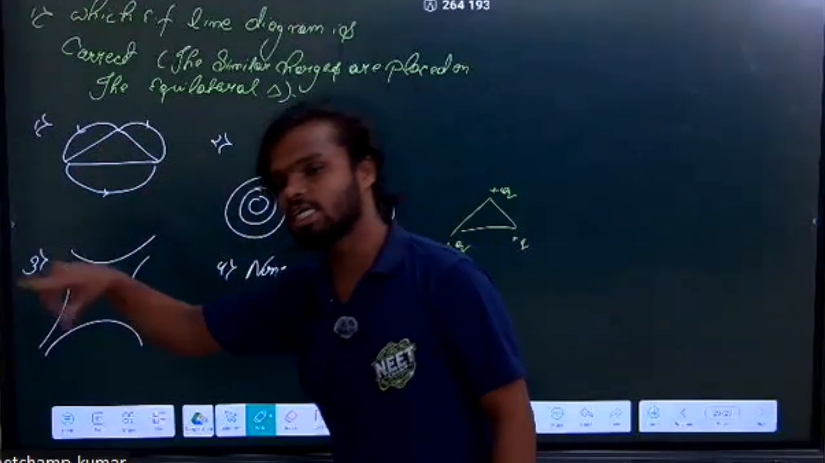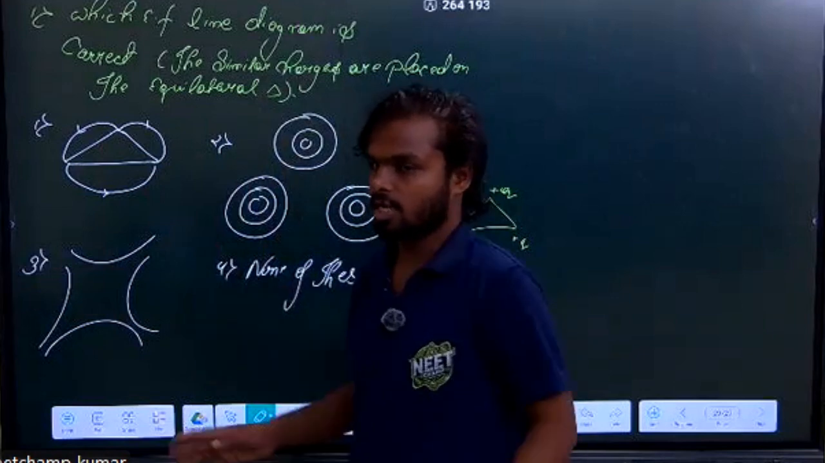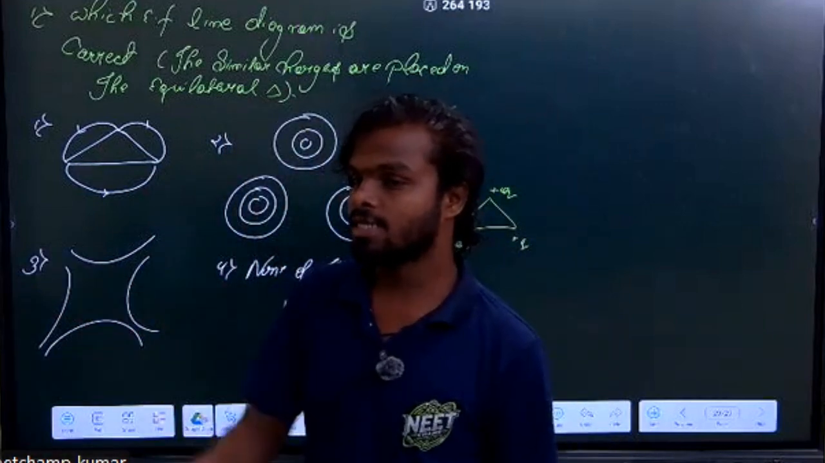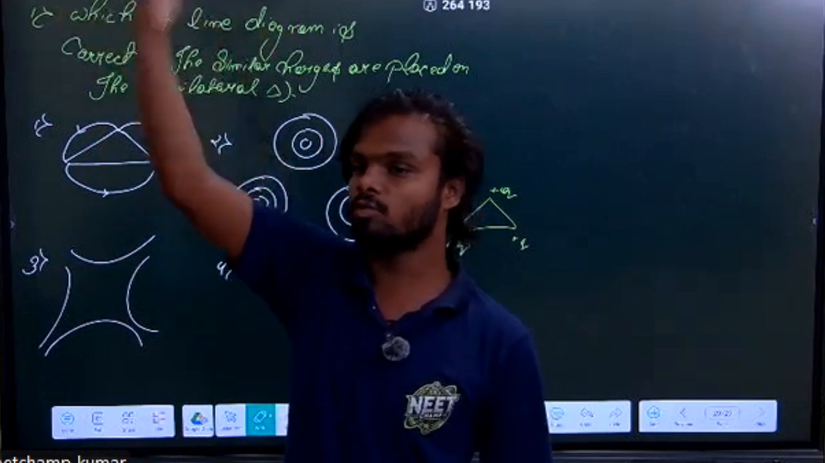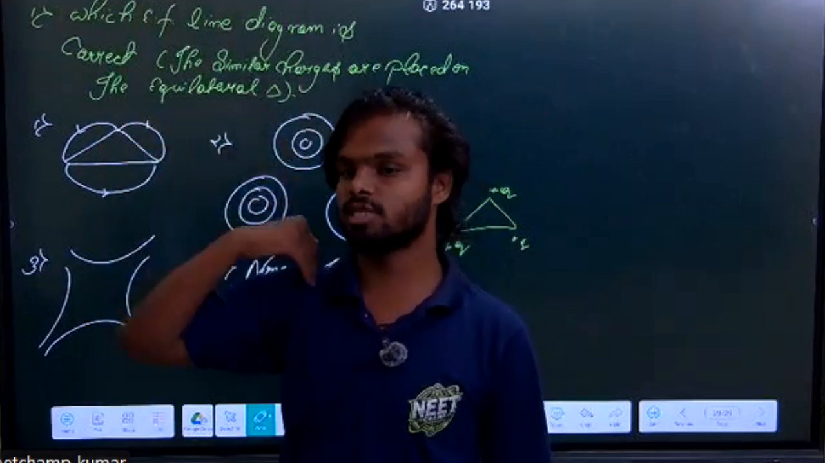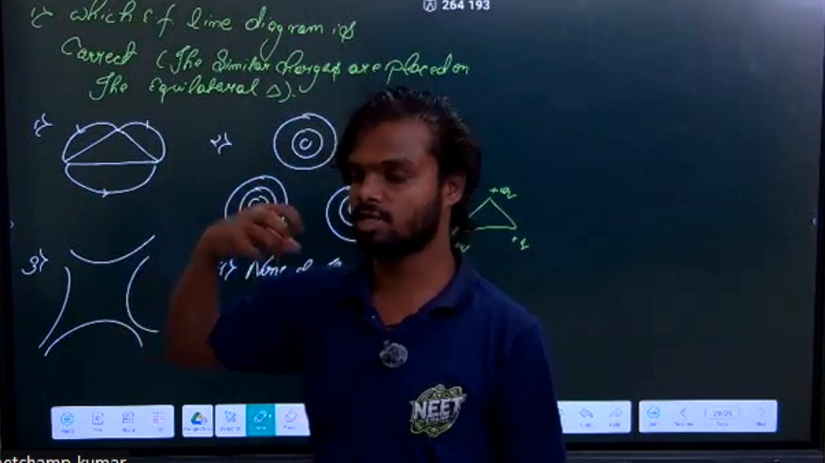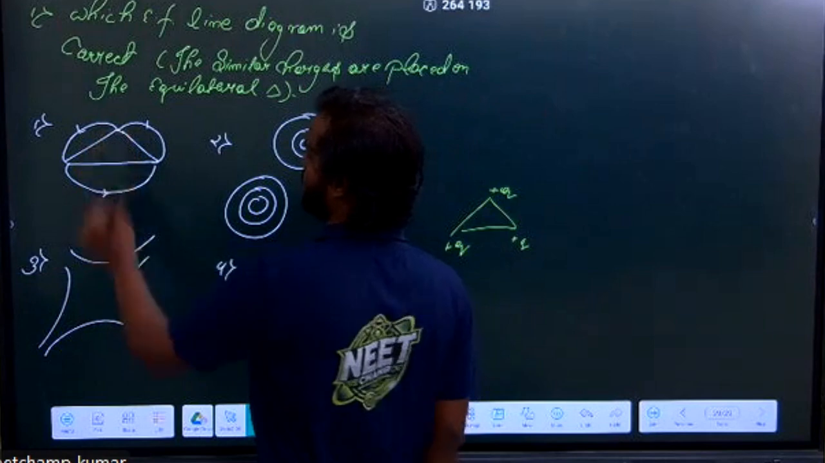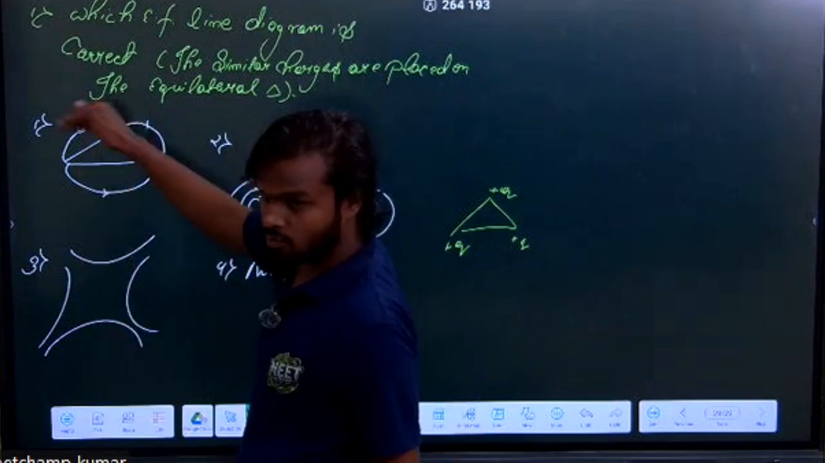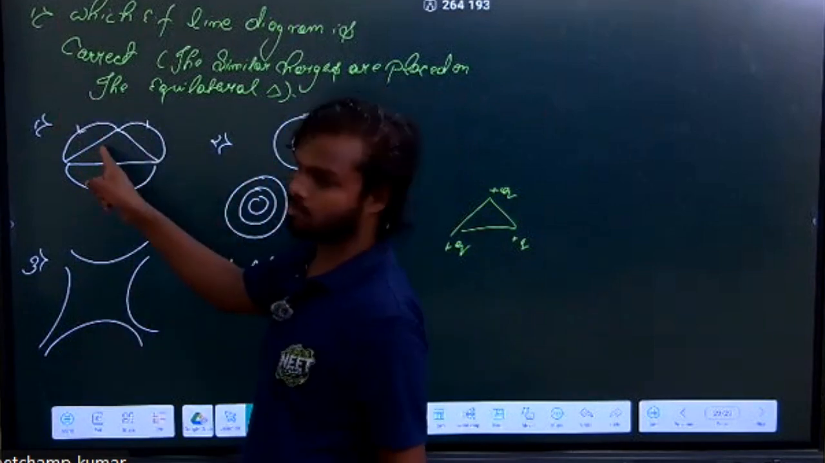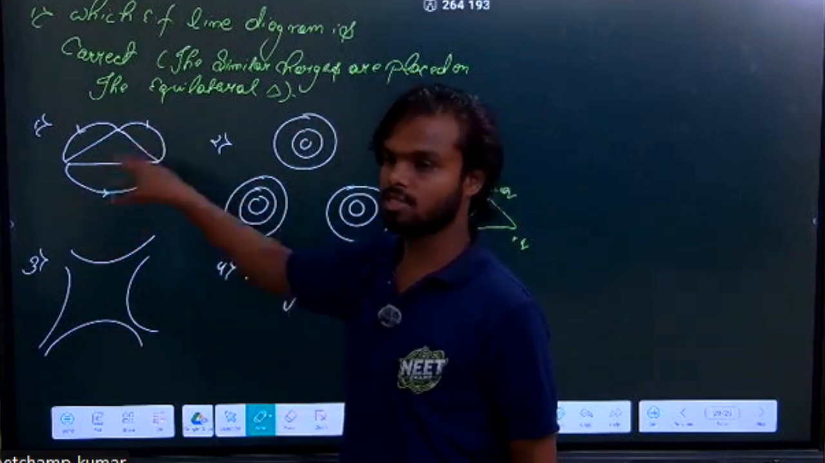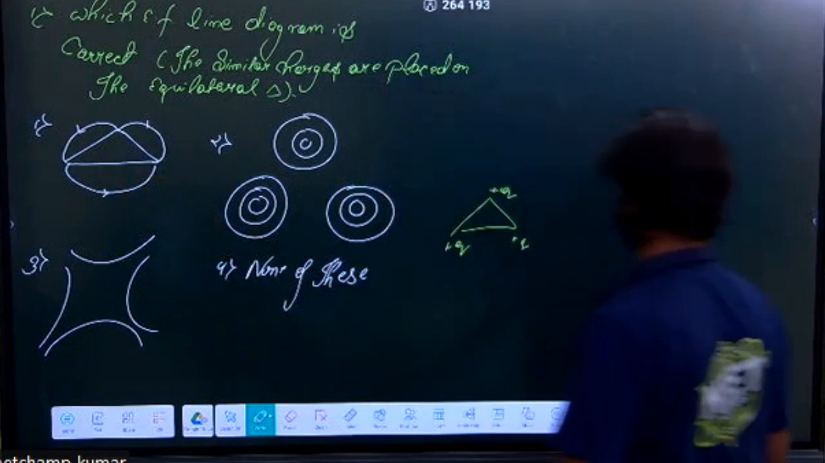And suppose you consider negative. For the negative charge, what is the property? Electric field lines originate from infinity and go into the charge, right? It will go inside the negative charge. But here it is going away from the charge. This arrow is away from the charge. Again, it is wrong. So whether you take positive or negative, in both cases these electric field lines are wrong.